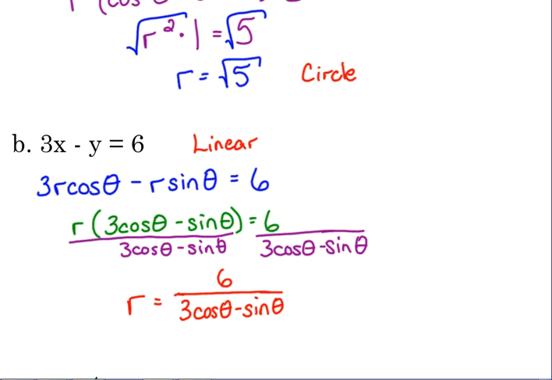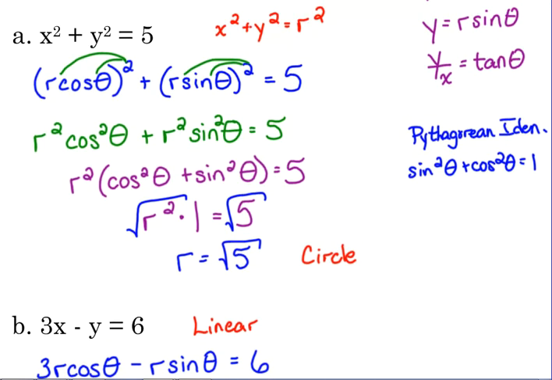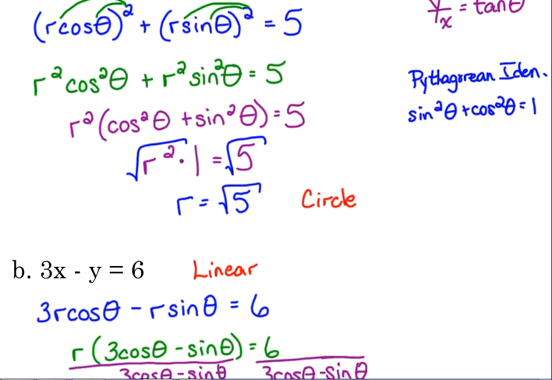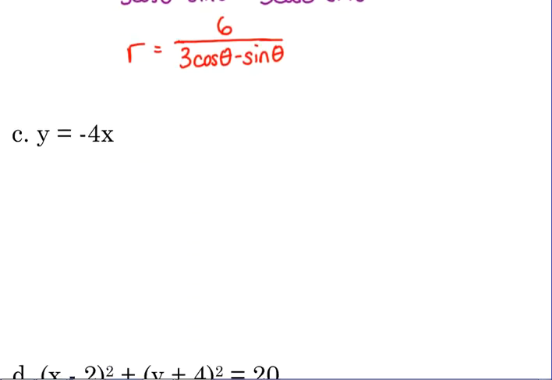6 over 3 cosine minus sine. That's not as simple as 3x minus y equals 6. Okay? So some equations are simpler in rectangular form than they are in polar form and vice versa. Some are simpler in polar form, like that first one we did. That's really easy in polar form for a circle, whereas x squared plus y squared equals 5 is not as simple. Okay, let's look at C.